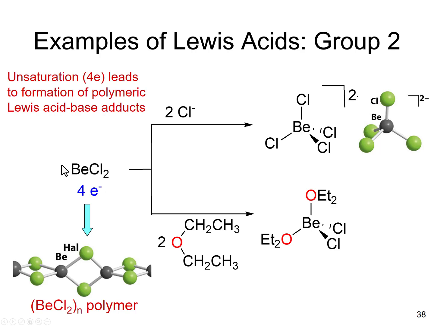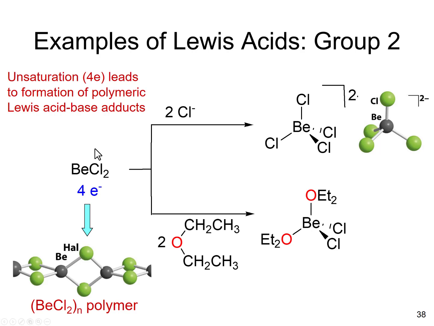Here you can see beryllium chloride, and if you apply the electron counting to that, you will realize that this species is only a 4-electron species. So it does not fulfill the octet rule, which means electronically this species is unsaturated. And because it's unsaturated, in its solid state, it would form a polymer, and in this polymer, all the beryllium atoms are bridged to the next neighboring one via chlorido bonds. So the polymerization of beryllium chloride to form the polymer is in itself already a Lewis acid-base reaction.